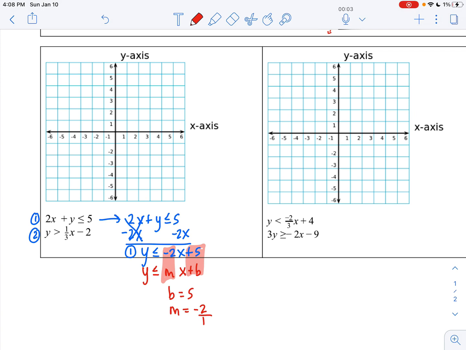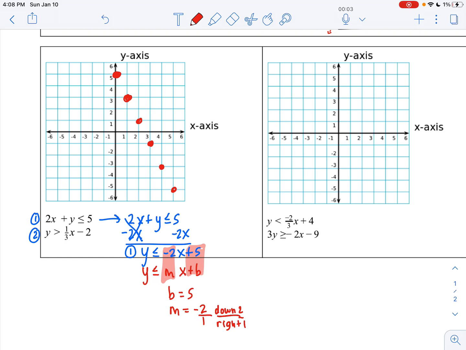So I'm going to go up 5 on my y-axis here. Everything's the same so far. The slope tells me to go down 2, and the positive 1 tells me to go right 1. So we rise negative 2, run 1. Go down 2, right 1, make a point. I'm going to go across the graph, down 2, right 1 the whole time.